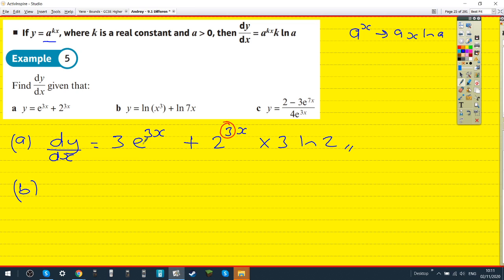Will we make it easier if we do 3 ln x plus ln 7x? Hang on, they just threw that in there. Let's do c first.